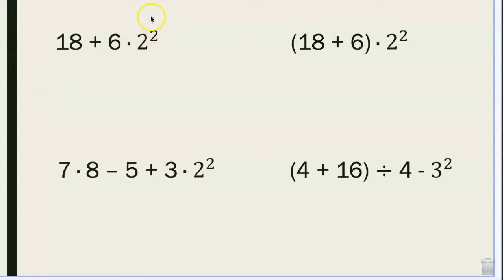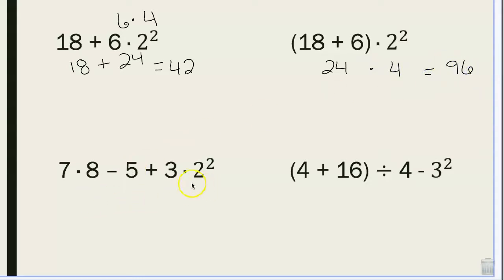So exponents come before multiplication or addition, so 2 to the second power is 4. Then I want to take care of this 6 times 4 first, before I worry about adding that 18. So that's going to be 24, and then 18 plus 24 equals 42. For here I do have parentheses, which come first, so I would take care of what's inside the parentheses first, and then the exponent, 2 to the second power, which is 4. Then I would be multiplying 24 times 4, which is 96.